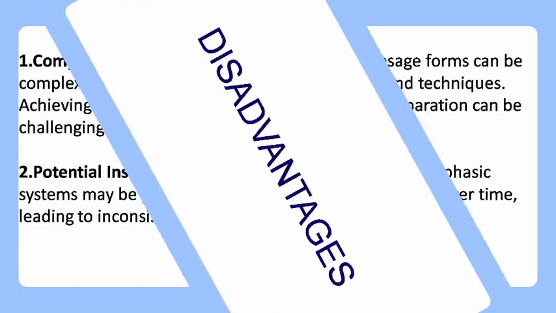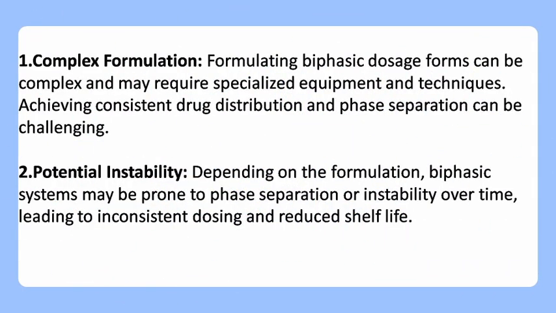Disadvantages. First, complex formulation. Formulating biphasic dosage forms can be complex and may require specialized equipment and techniques. Achieving consistent drug distribution and phase separation can be challenging. Second, potential instability. Depending on the formulation, biphasic systems may be prone to phase separation or instability over time, leading to inconsistent dosing and reduced shelf life.